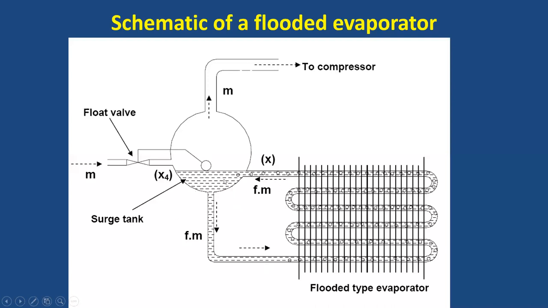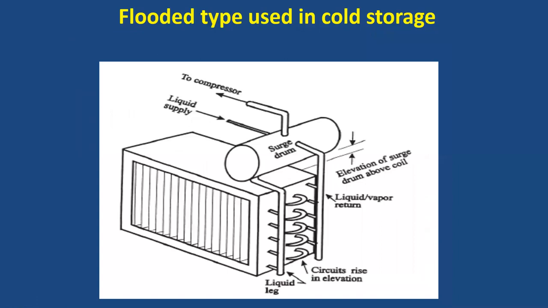This is a simple schematic diagram of an in-tube flooded evaporator, because here the evaporation is taking place inside the tube. But it satisfies the first feature, that is, the entire heat transfer area is flooded with the liquid refrigerant. So that characteristic it satisfies, that's why it is called a flooded evaporator. This is a typical flooded evaporator. Again, in this flooded evaporator also, the evaporation takes place inside the tube.